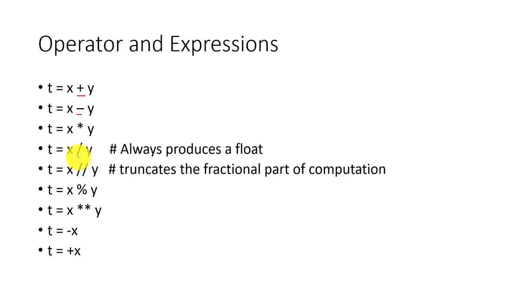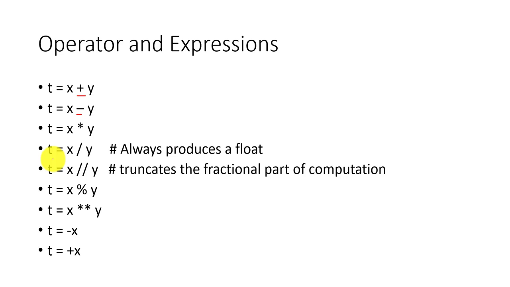The important point to note here is that the expression will always result into a float value. For example, if x is 4 and y is 2, then the result of x slash y will be 2.0 and not 2. That is, the result will always be with a decimal point. So t will get the value 2.0 and it will be a float variable, not an integer variable.